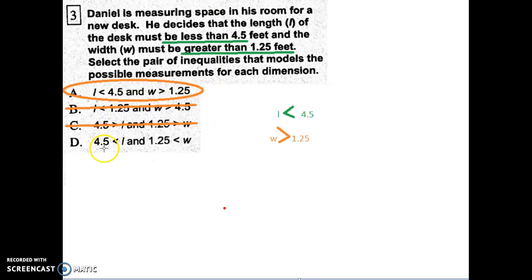And then our last one, 4.5 is less than L. No, because 4.5 should be greater than L. So get rid of those. This is our right answer and our only option.